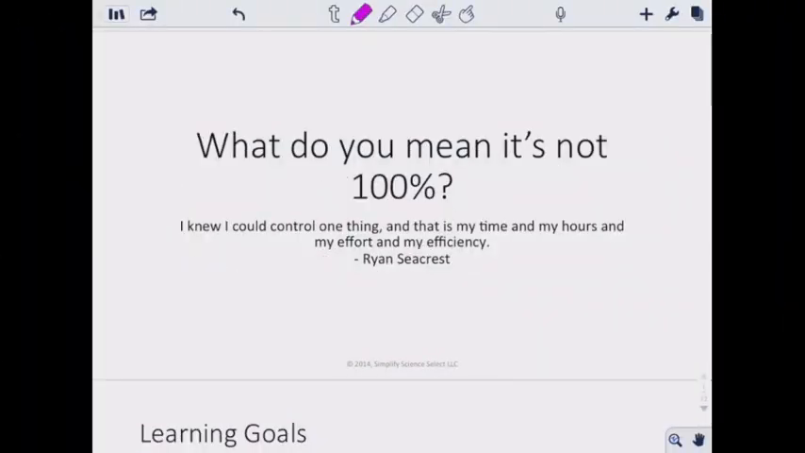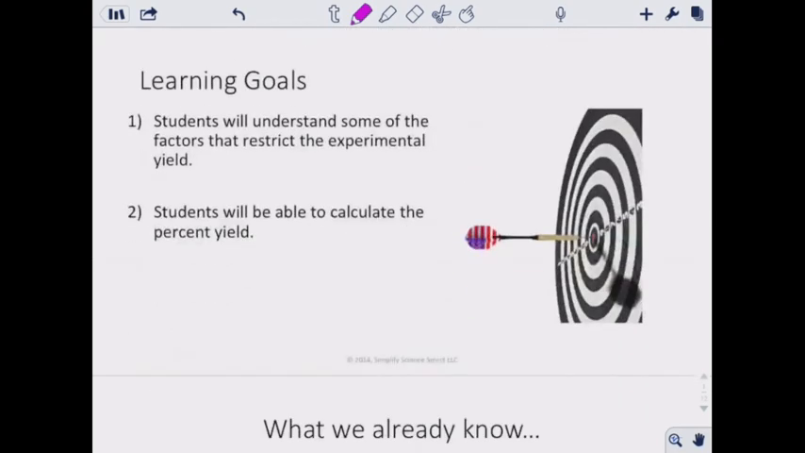All right, welcome to the last lecture in this unit. It says, what do you mean it's not 100%? The quote we have here: I knew I could control one thing, and that is my time and my hours and my effort and my efficiency. Looking at our learning goals, students will understand some of the factors that restrict the experimental yield, and students will be able to calculate the percent yield.